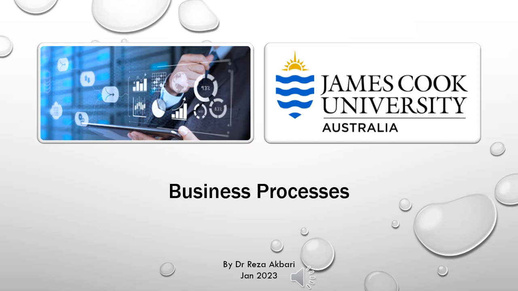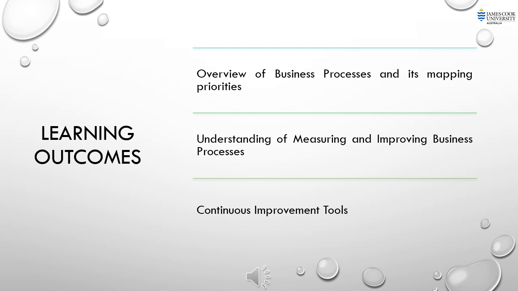In this session, we're going to talk about business processes in operation management. We will cover an overview of business processes and its mapping priorities. Also, we will look into measuring and improving business processes. And some of the very important tools we're going to cover are called continuous improvement.